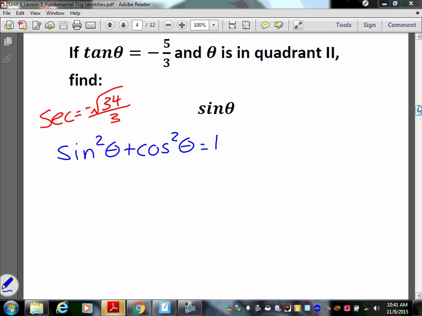So I'm going to use that relationship because I know that cosine squared theta is the same as 1 over secant squared theta.